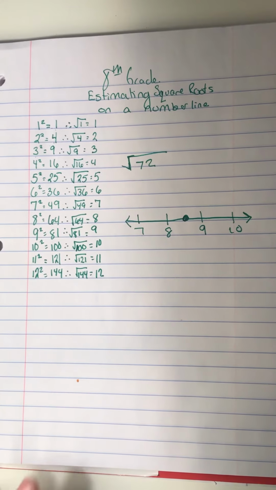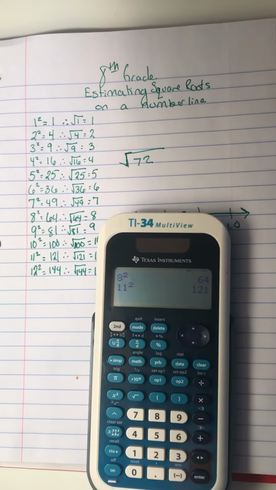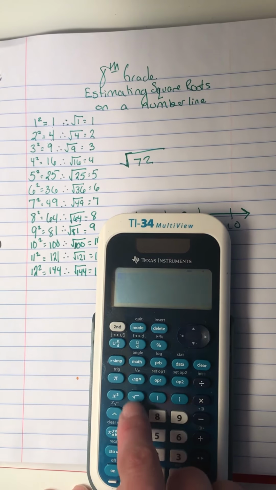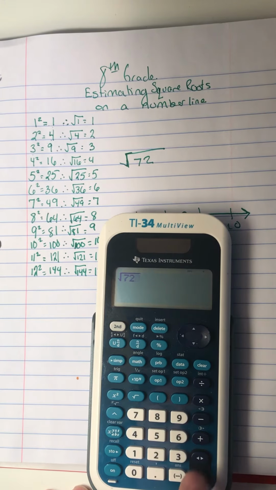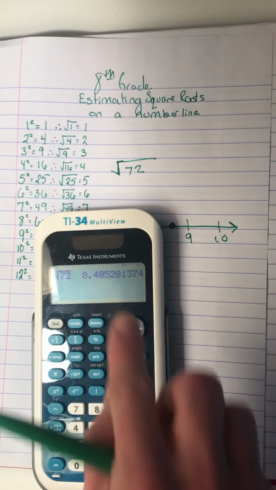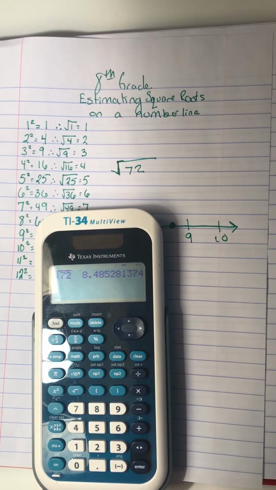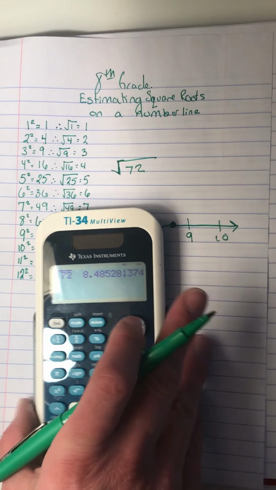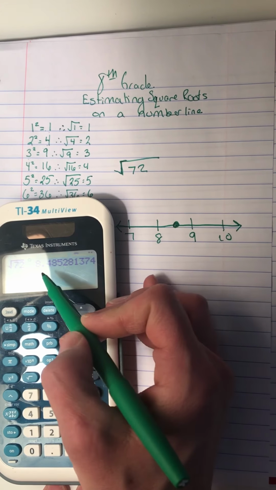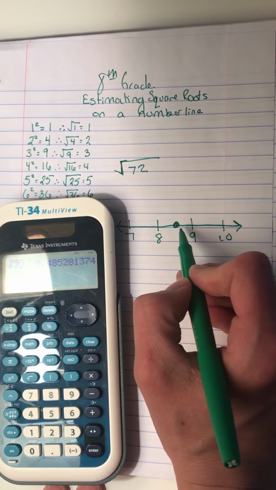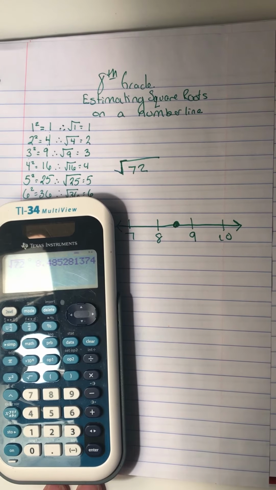Okay? Then the shortcut way of doing this would be to use your calculator, because you're allowed to use your calculator. Square root of 72 is 8.48528134. Remember, most square roots, unless they're a perfect square, are going to be irrational numbers, which means they go on and on forever and never repeat. So this one is only going as far as the calculator can show me, which is why these are really just estimates. So pretty much right in the middle, slightly closer to 8, is where that number would go.